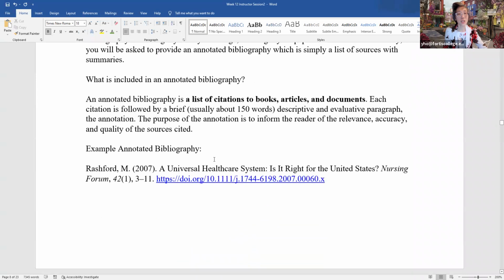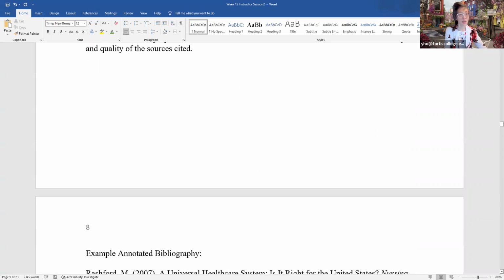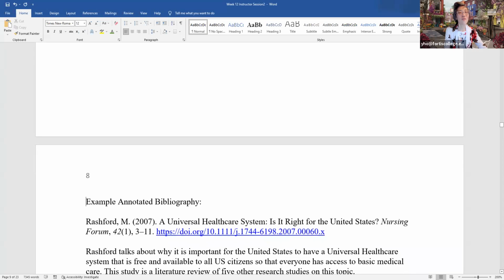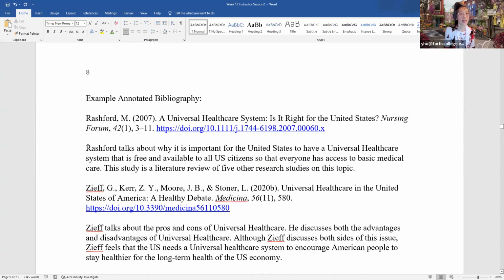So it's a list of citations, books, articles, and documents, each followed by a summary of usually about 150 words. Here is an example of an annotated bibliography. I took the Rashford and Zieg reference off of that student's paper we just did. You didn't see it, but all I did was add in a summary. It's still a left hanging indent. You write the reference citation, then your summary of 150 words, then another reference citation, and then you write in your summary. That's it. And you can have like 150 of these, as many as you want.